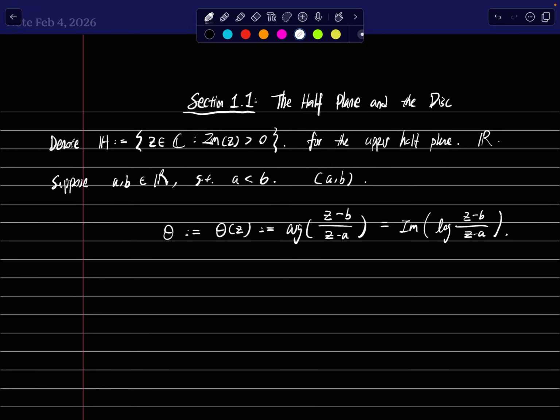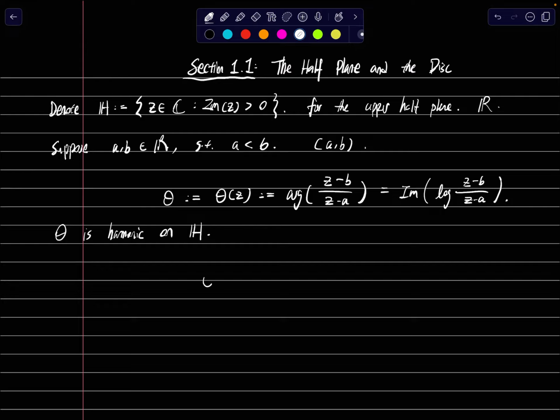An observation tells us that this function theta is twice continuously differentiable and has zero Laplacian. So theta is harmonic on the upper half plane. And we see through the definition, theta is pi as long as z lives in the interval a to b, and theta is 0 outside the interval a to b.